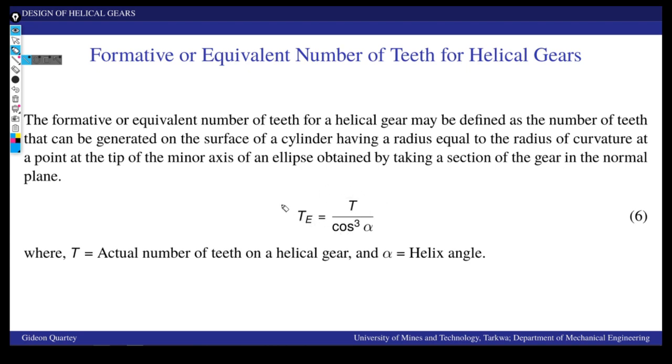And we use this equation to do that transformation. So T, which is the equivalent or formative number of teeth on the equivalent spur gear, is equal to the actual number of teeth on the helical gear divided by the cosine cubed of the helix angle. So that is this expression over here.